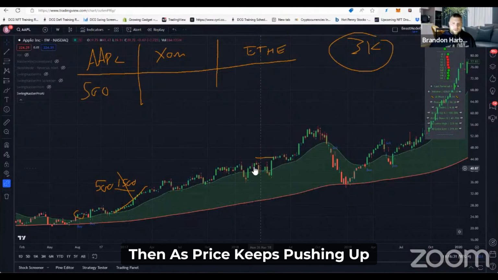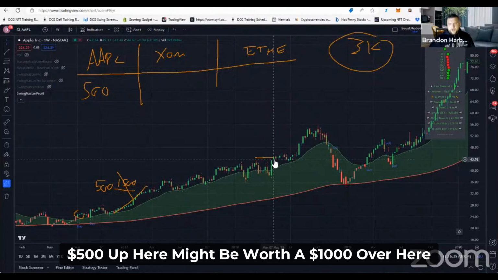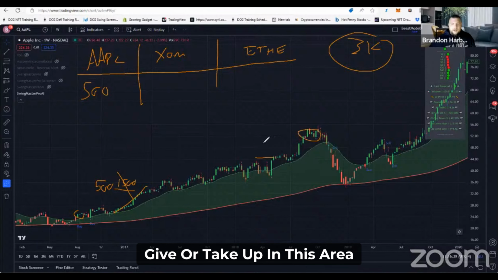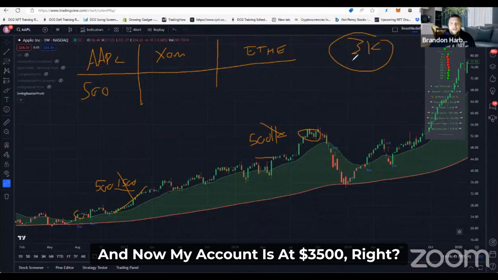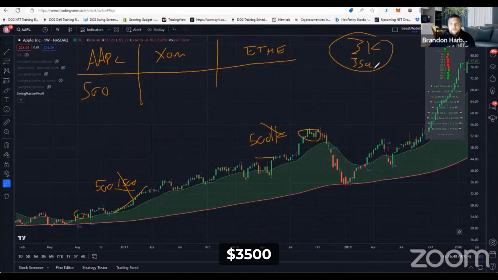Then as price keeps pushing up, 500 up here might be worth 1,000 over here, give or take up in this area. So now we have 1K worth. I'm selling out again. I'm keeping 500 riding. And now my account is at 3,500, right? 3,500. Now we've actually grown it while having 500 in.